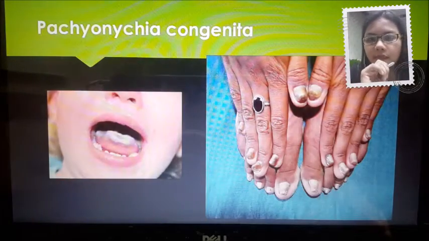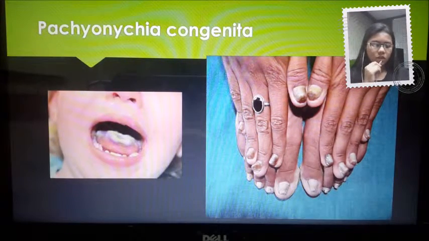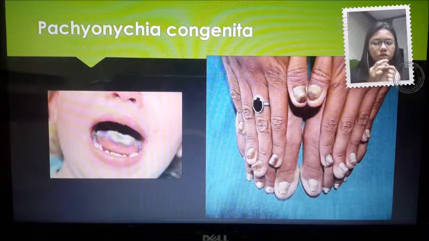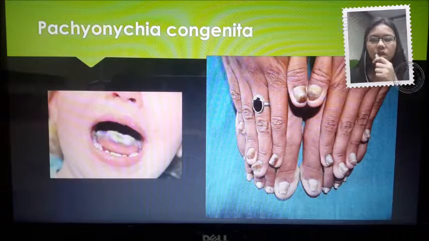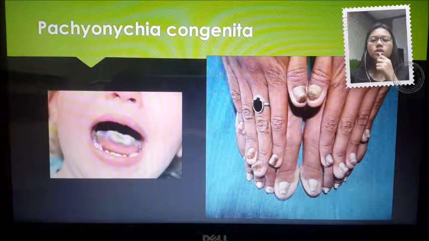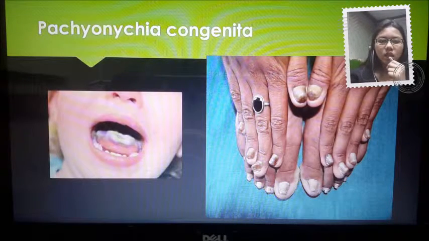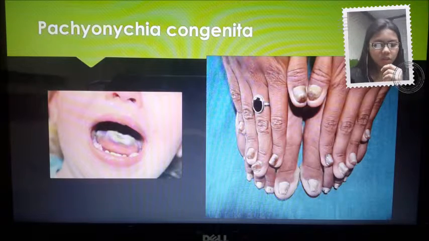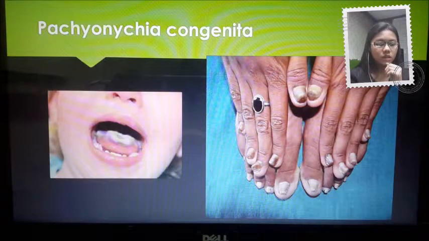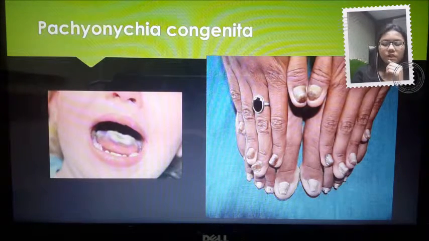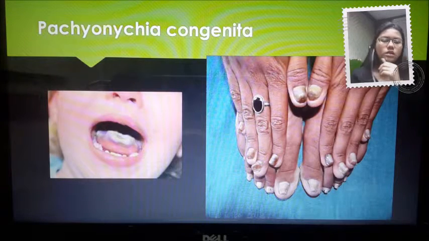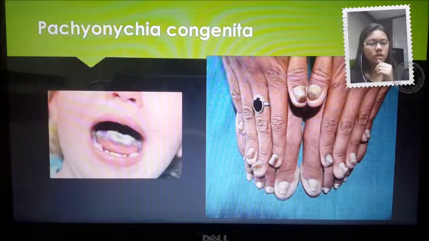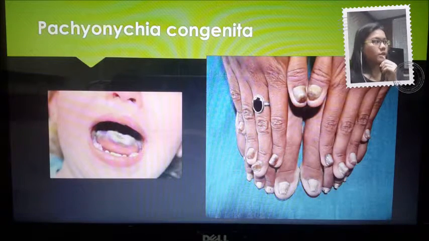So, in this picture, this is caused by an autosomal dominant inherited trait known as Pachyonychia congenita. This is caused by a genetic mutation in 4 genes that encode keratin proteins specific to epithelial tissues. So this one is inherited via autosomal dominant inheritance.